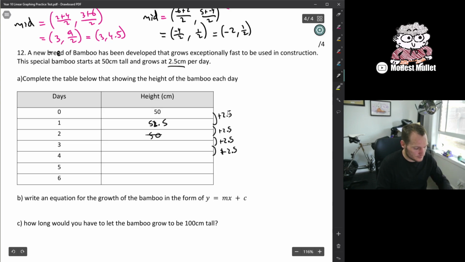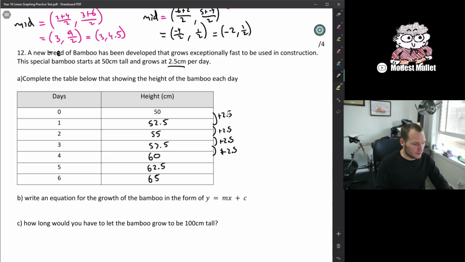Then, let me write this a bit neater. 52.5, 55, 57.5, 60, 62.5, and 65. Okay. Write the equation for the growth of the bamboo in the form of y equals mx plus c.